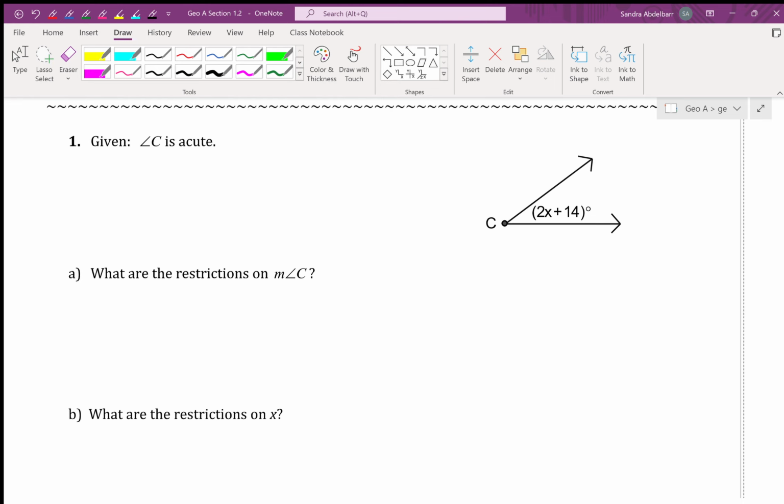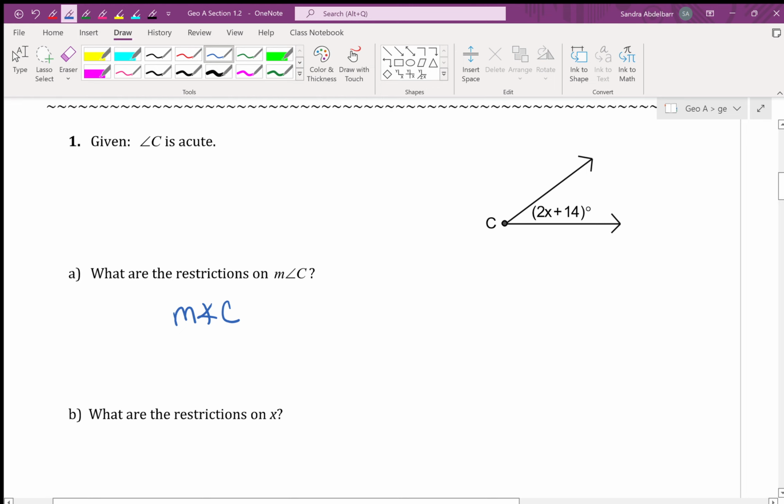So when I ask you the restrictions on angle C, well, didn't I tell you that angle C was an acute angle? So because it's an acute angle, it has its natural restrictions. What are the natural restrictions on an acute angle? Victoria. The restrictions are that the measure can't be more than 90 degrees, it has to be more than 0. Excellent.